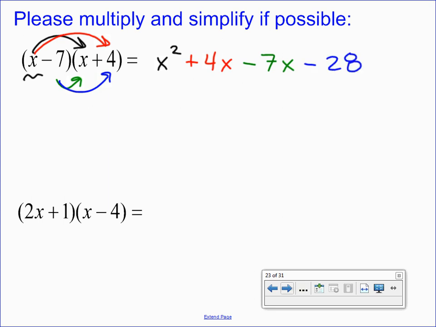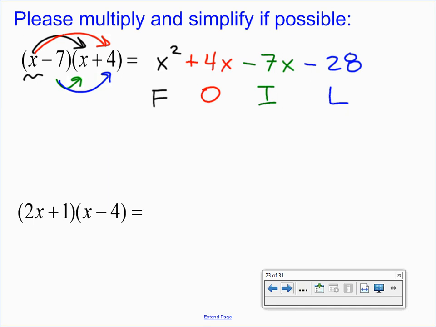And so here I see a first, outer, inner, and last product, and we'll see that next class when we go backwards. We'll refer to this as the FOIL method. So here we had the first product, the outer product, the inner product, and the last product. That's going to be useful for us when we go backwards, when we undo multiplication in a process called factoring. And that's why I introduced it to you now.